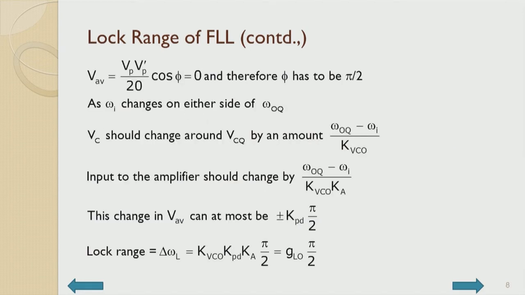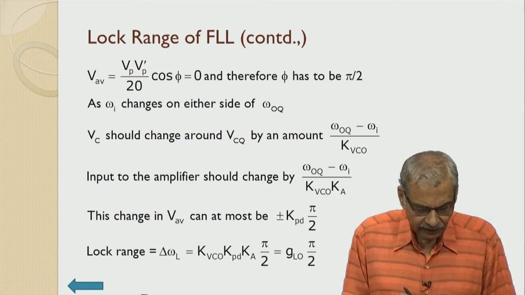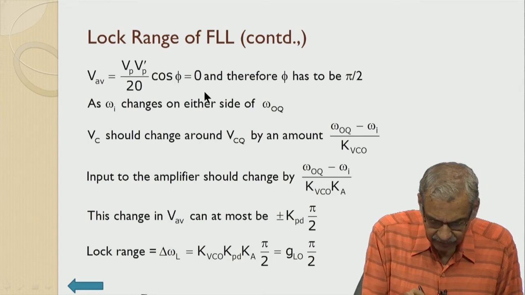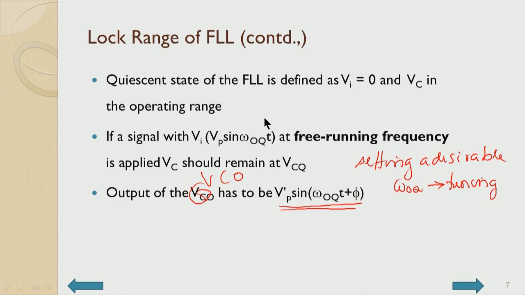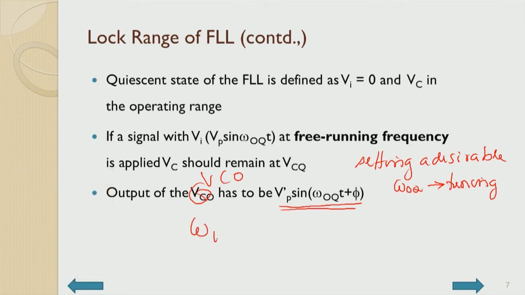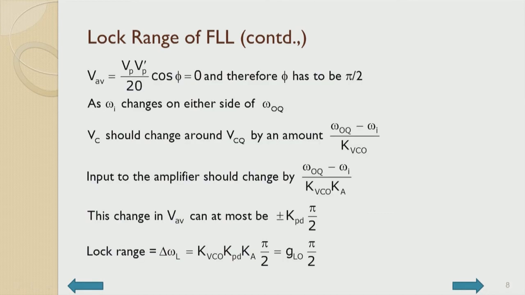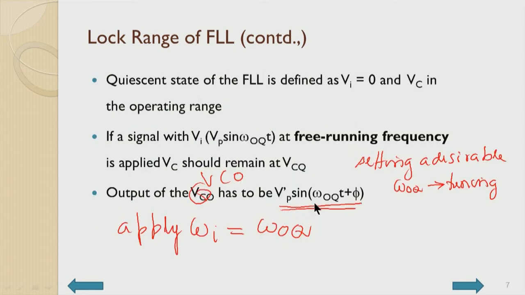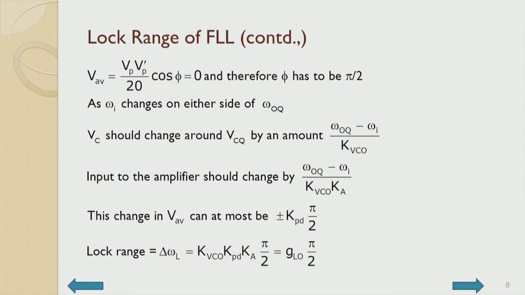Now, what is the lock range is what we are going to consider. V average is Vp Vp dash by 20 cos phi, and therefore, now if we apply an input voltage with input frequency omega I equal to omega naught q, what is now happening is that the output frequency can be Vp dash sin omega naught q t plus phi. It has to continue to be that, because the incoming frequency is the same as omega naught q. So, what can happen? Only the phase shift can be something different.